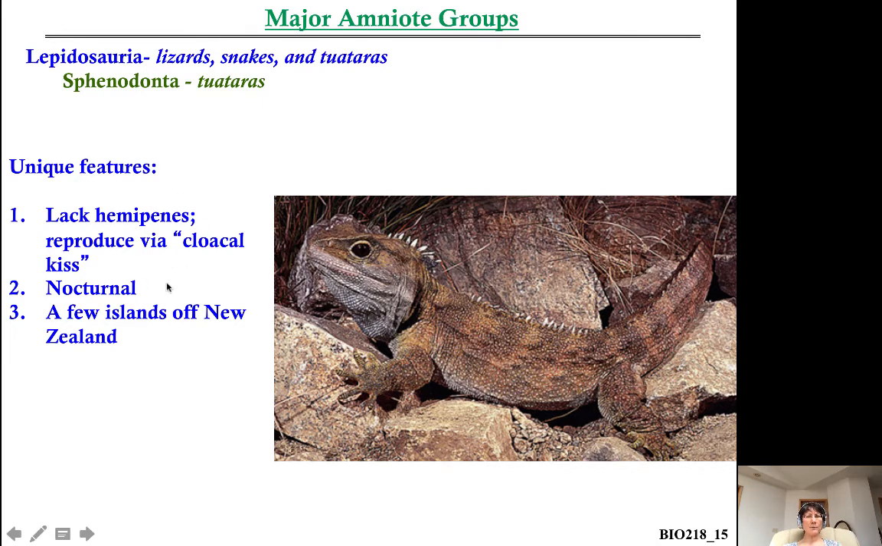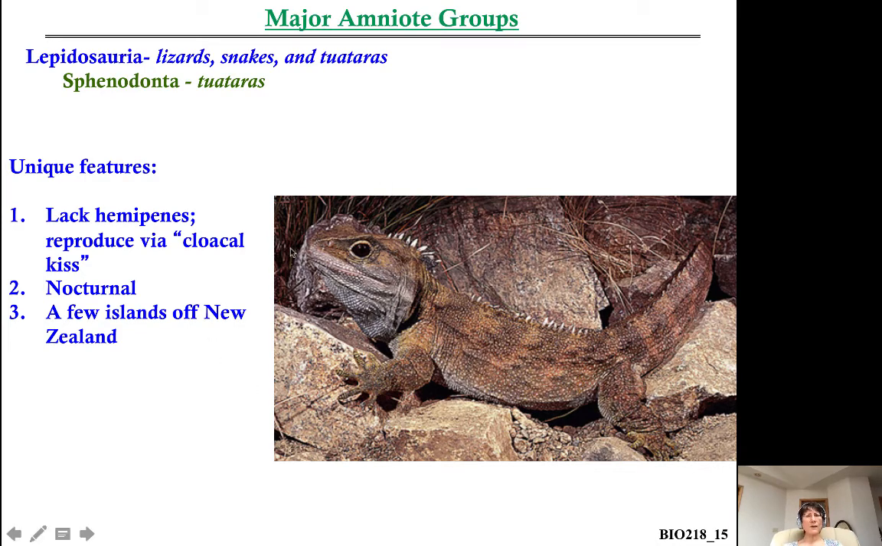So they reproduce like birds do. They just put their cloacas together, they transfer sperm from the males to the females, and then they have internal fertilization of the female's eggs, and then she lays them, and they hatch at some period of time later, a month to 2 months later.